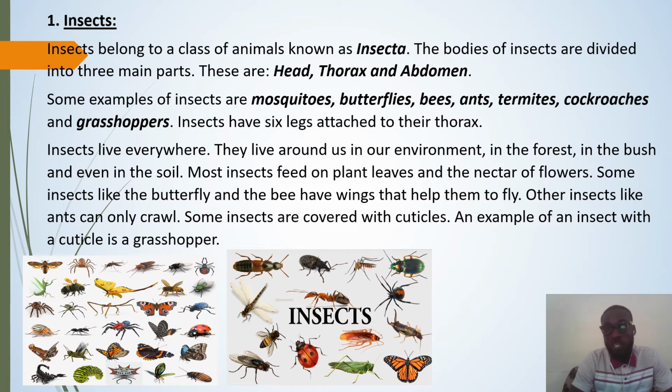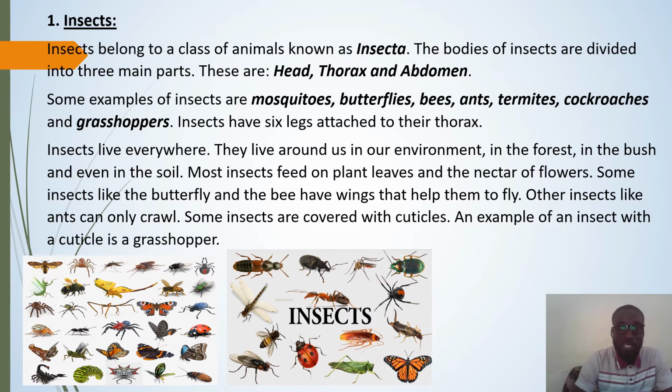Some examples of insects are mosquitoes, butterflies, bees, ants, termites, cockroaches, and grasshoppers. Insects have 6 legs attached to their thorax. Insects live everywhere. They live in our environment. They can be found in forests, bushes, even in the soil. Most insects feed on plant leaves and the nectar of flowers.